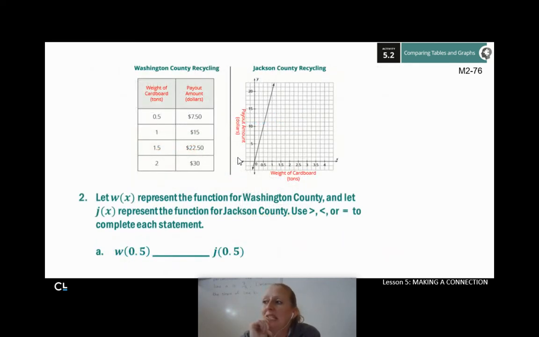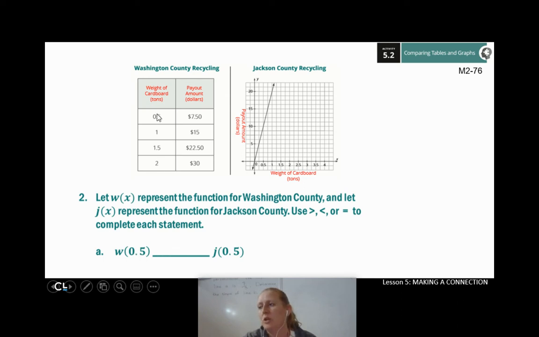So we're going to say that W of X represents a function for Washington County and J of X represents the function for Jackson County. We have a couple of statements here, A, B, C. I would like you to fill this in with greater than, less than, or equal to. Remember, alligator always eats the bigger one. Can you remember that? Please remember that. That'd be great.